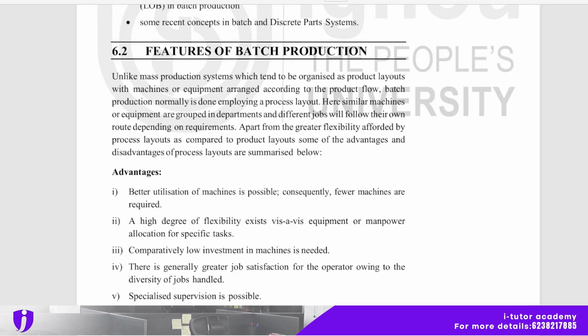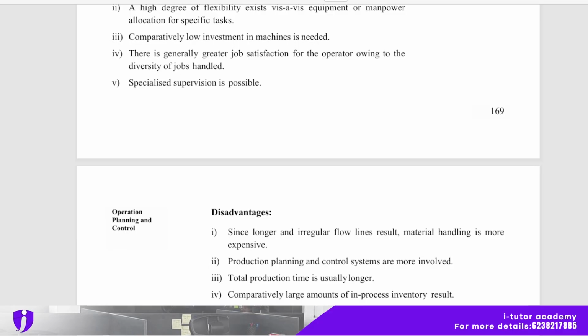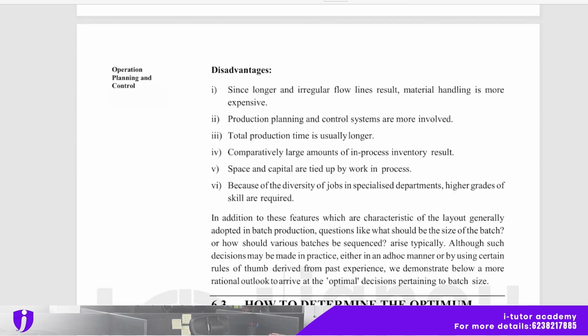Apart from the greater flexibility afforded by the process layout as compared to product layout, some of the advantages and disadvantages of process layout are summarized below. What are the advantages? Better utilization of machines is possible, consequently fewer machines are required. A high degree of flexibility exists in equipment or manpower allocation for specific tasks. Comparatively low investment in machines is needed, and there is generally greater job satisfaction for the operator owing to the diversity of jobs handled. And specialized supervision is possible.